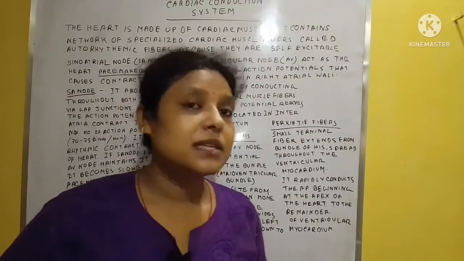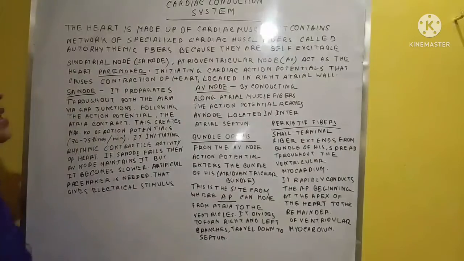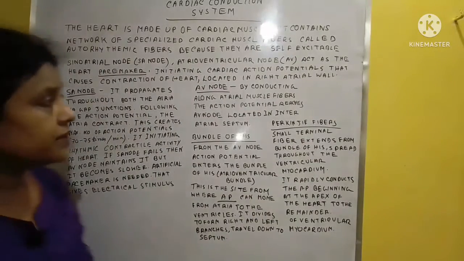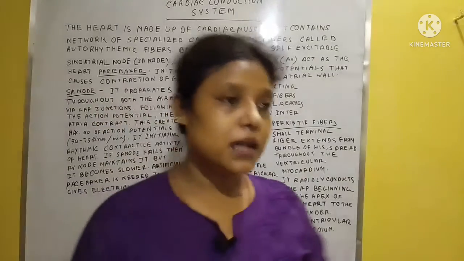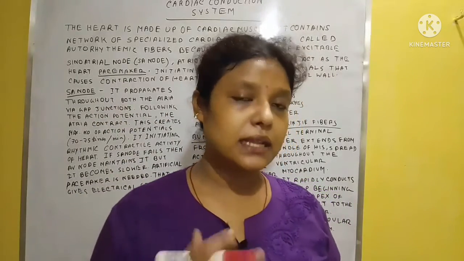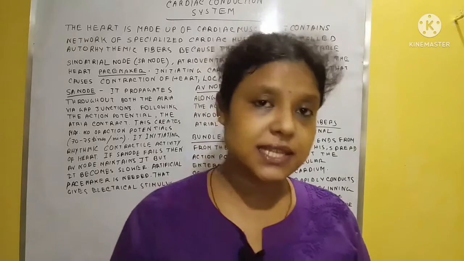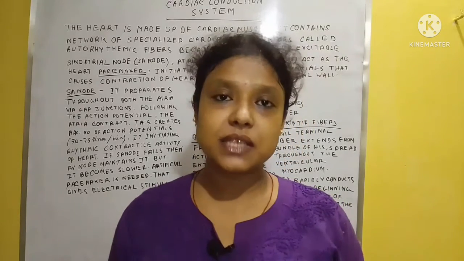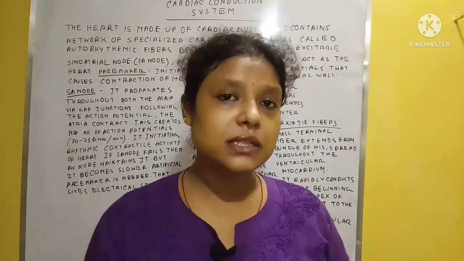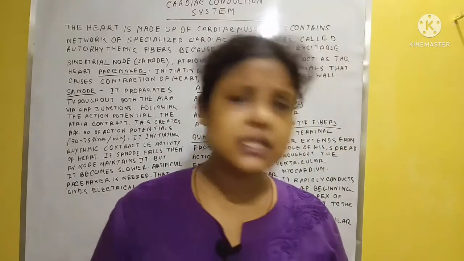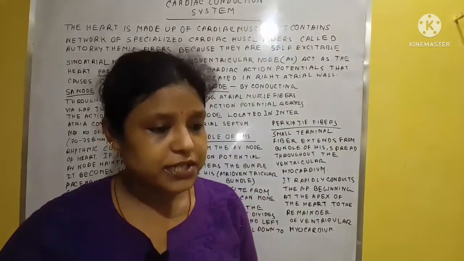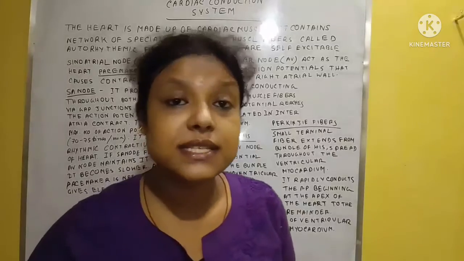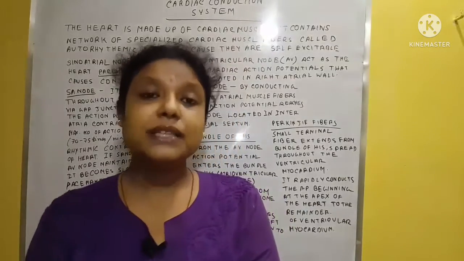Let's start. Today's topic is the cardiac conduction system. First, we all know that our heart continuously contracts and relaxes. Contraction and relaxation occur continuously in our heart, and this is obviously rhythmic and is not controlled by an outside signal.